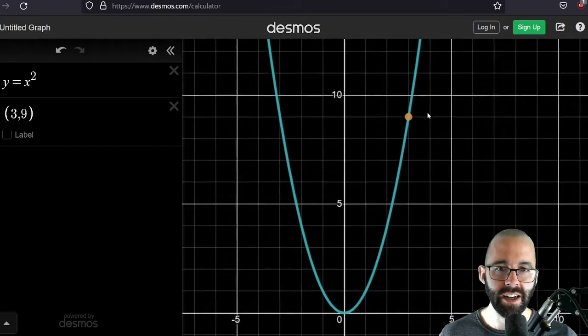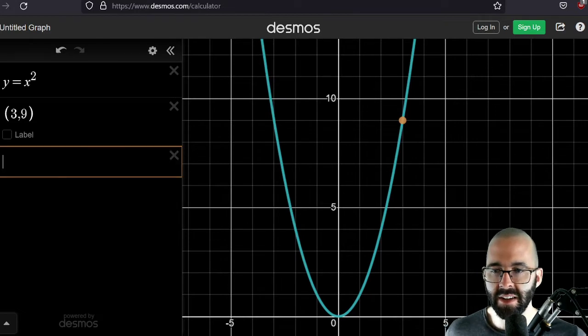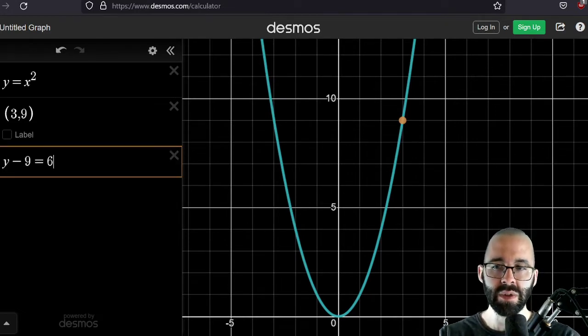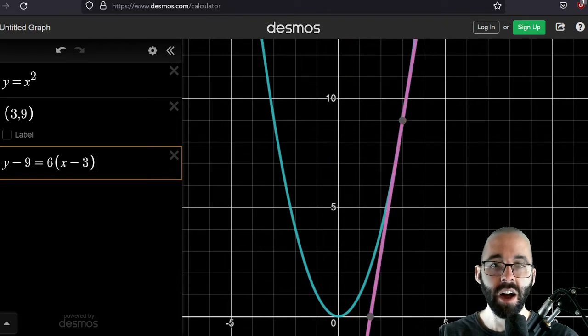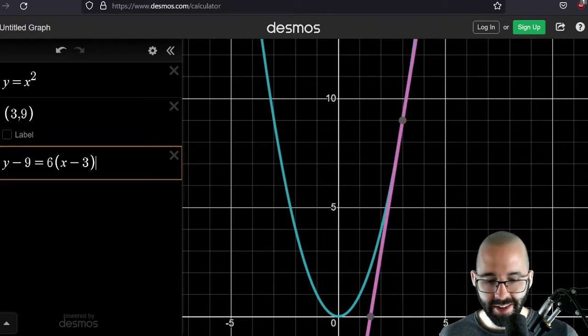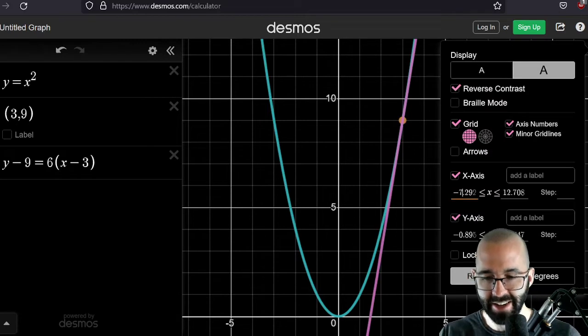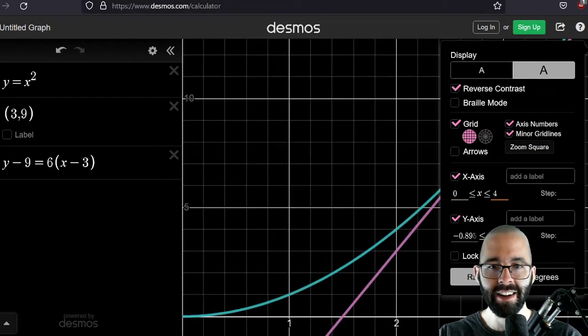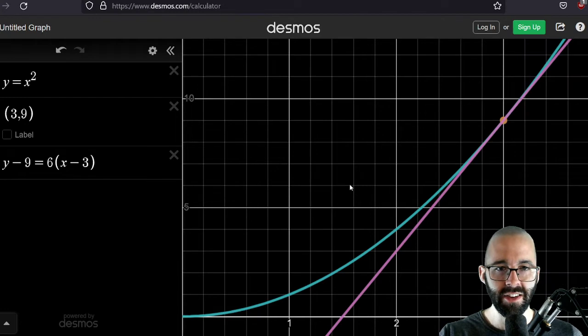The tangent line at that point. And I said, here's what I think the tangent line is. Y minus 9 equals 6 times x minus 3. Oh! Let's zoom in on that a little bit. Look at that.